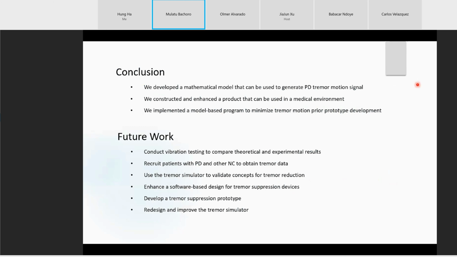We also implemented a Simulink model diagram that can be used for tremor reduction, and that can help us design a suppression device prior to its physical development.